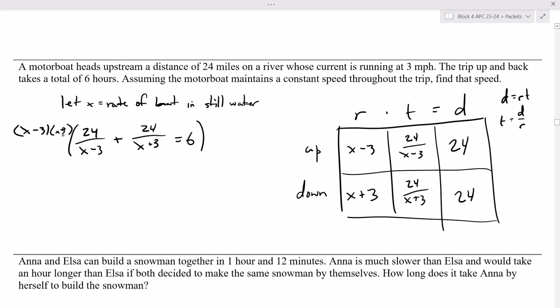So that first term becomes 24 times x plus 3. The next one, 24 times x minus 3. And the other side, don't forget to do both sides.